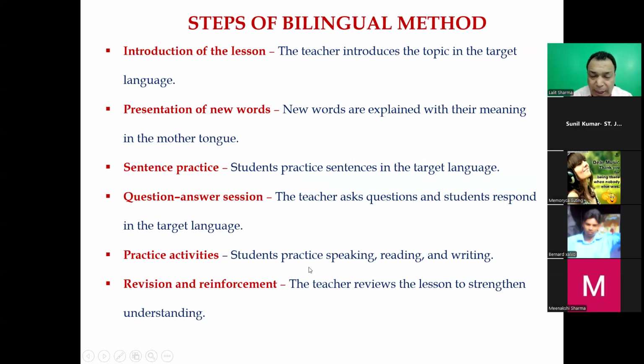What are the steps of the bilingual method? Introduction of the lesson: the teacher introduces the topic in the target language. Presentation of new words: new words are explained with their meaning in the mother tongue. Sentence practice: students practice sentences in the target language. Question answer session: the teacher asks questions and students respond in the target language. Practice activities: students practice speaking, reading and writing. Revision and reinforcement: the teacher reviews the lesson to strengthen understanding.